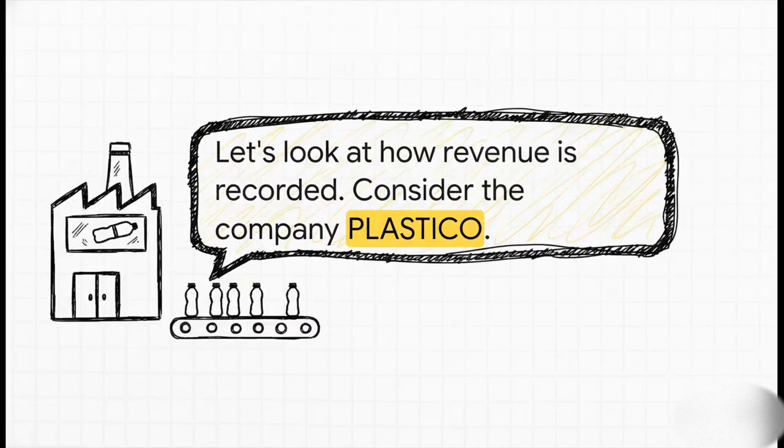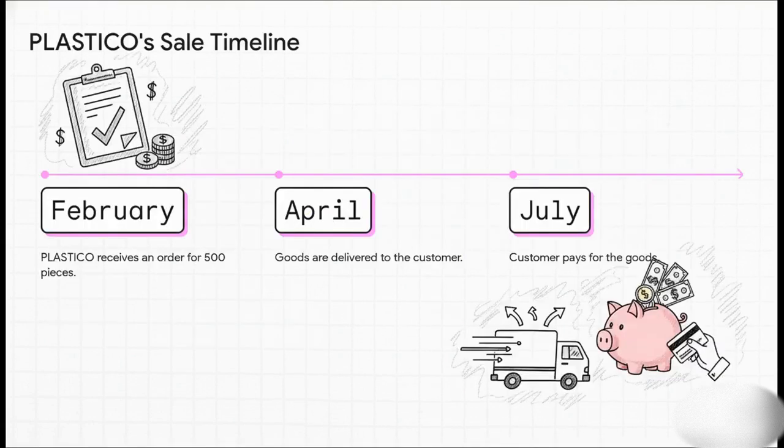All right, enough theory. Let's see how these rules actually play out in the real world. Let's imagine a company, we'll just call them Plastico, and see how they record a simple sale. So here's the story. Back in February, Plastico gets a big order. Great news. Then, in April, they pack everything up and ship it out the door. But they don't actually see the cash until way later, in July. Seems pretty straightforward, right?